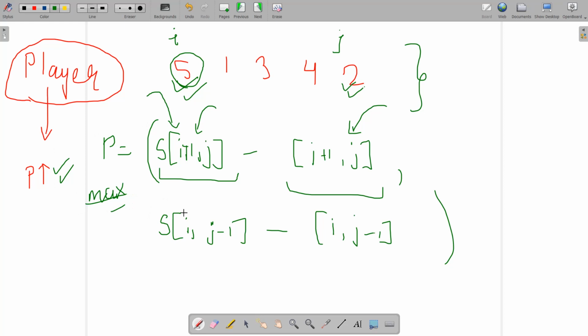So this can be easily done with the help of dynamic programming, right? Either from top down or from the bottom up. So let's move further to find out each and every approach of this dynamic programming solution. So let's move further.